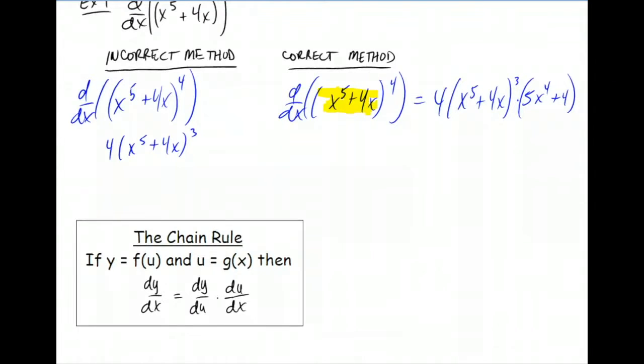This process is called the chain rule. Formally, it's written as y equals f of u and u equals g of x. Then the derivative dy/dx would equal dy/du times du/dx. We see why the chain rule works, because if we cancel the du's, we're simply left with dy/dx. There's also an informal process of using the chain rule, and that is simply saying that the derivative is equal to the derivative of the inside function times the derivative of the outside function.